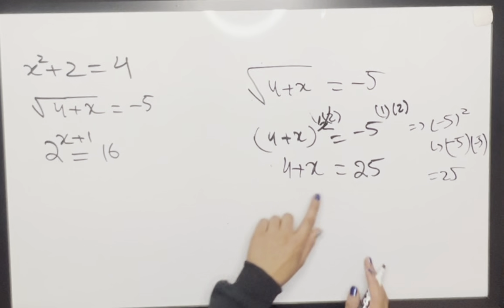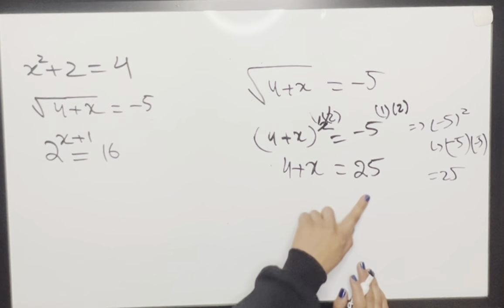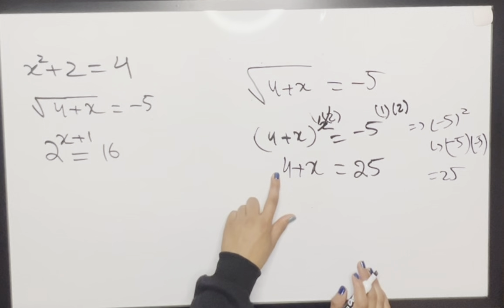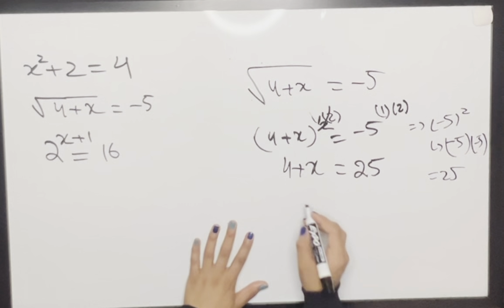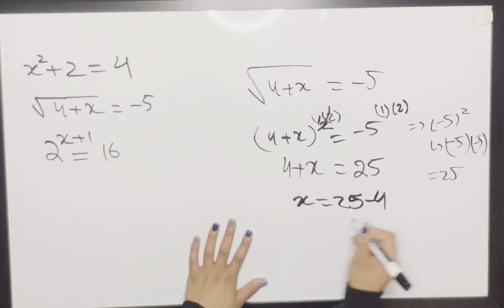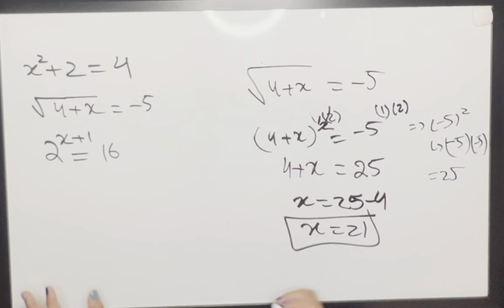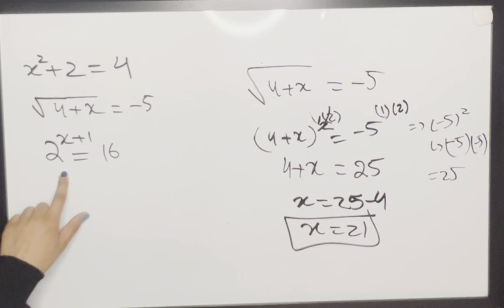And because I want x by itself, I have to move this from this side to this side, which means I have to change the sign from +4 to -4. So x is equal to 25 minus 4, and x is equal to 21. There we go. Okay, how do we do this problem?